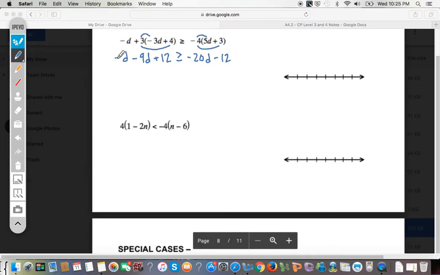Okay, so now I'm going to combine. So I have negative d minus 9d. So that's negative 10d plus 12 is greater than or equal to negative 20d minus 12. Okay, so how about I add this 20d over?